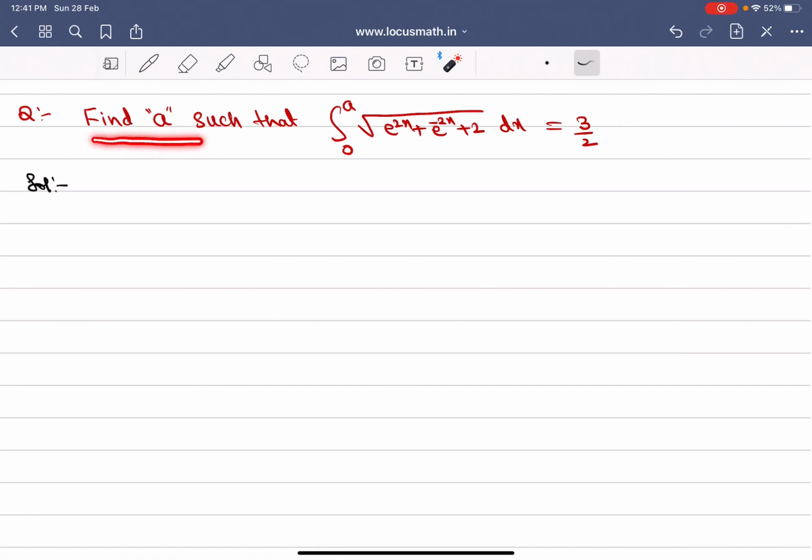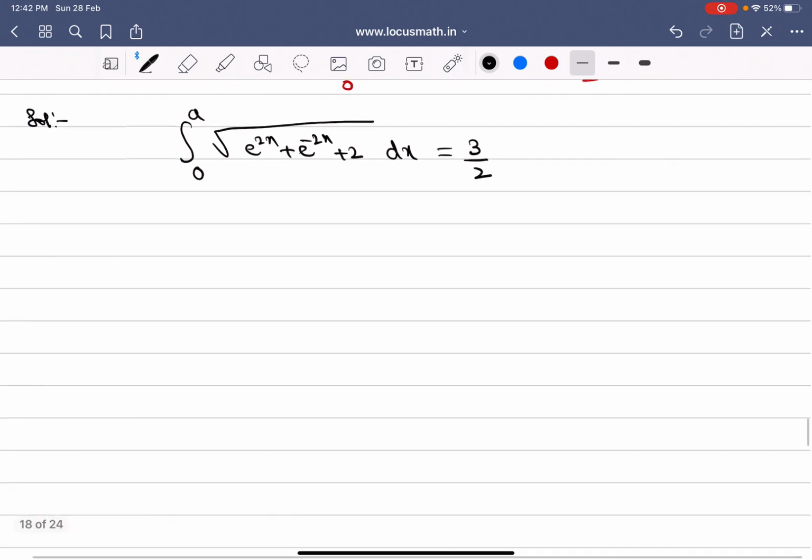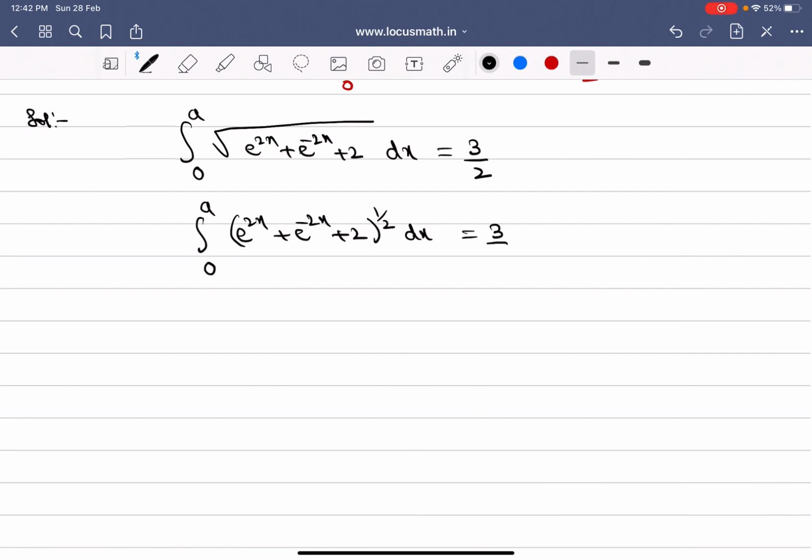Question: find a such that the integration from 0 to a of square root of e^(2x) plus e^(-2x) plus 2 dx is equal to 3 by 2. It is given that the integration of 0 to a square root of e^(2x) plus e^(-2x) plus 2 dx is equal to 3 over 2. So this is the integration of 0 to a of (e^(2x) plus e^(-2x) plus 2) to the power 1 by 2 dx is equal to 3 by 2.